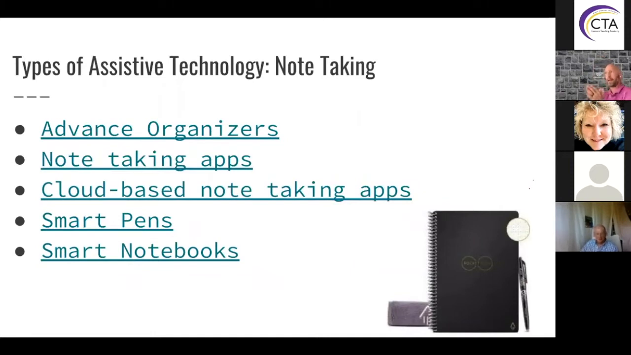Another common type you're likely to see are things like advanced organizers, different note-taking apps, think Notability and some things like that. Cloud-based note-taking apps, think Evernote, think Google Keep, and those options, and then things like smart pens and smart notebooks. A lot of these tools are not necessarily designed to be supports for individuals with disabilities. They're designed to be business and productivity efficiency tools that boost your ability to stay organized and to take notes and keep things together and improved and where you need to be able to find them.